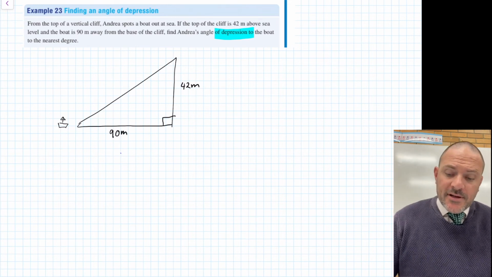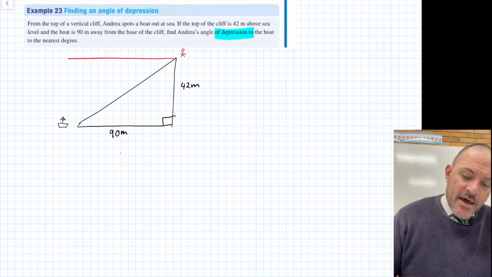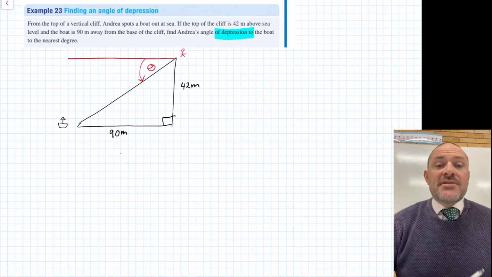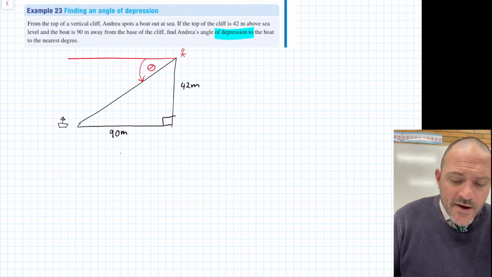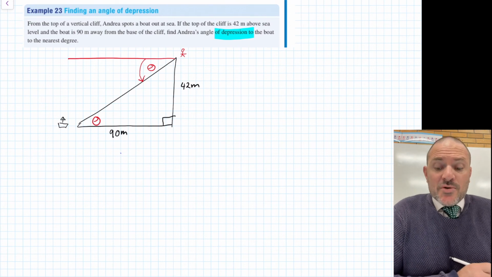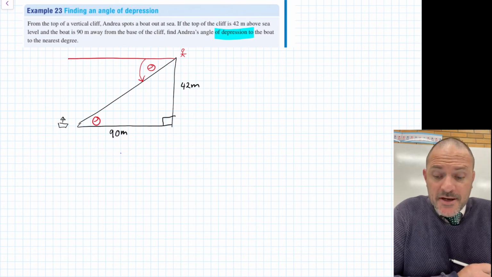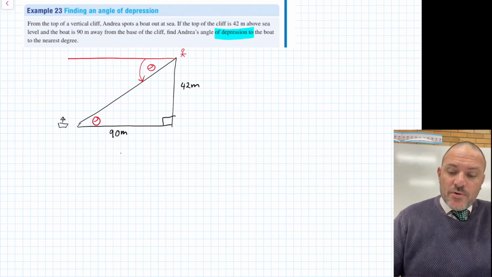Well, if I'm at the top of the cliff up here, I'm looking out first of all, and I'm looking down to where that boat is. So my angle of depression sits right in there. Now, that's what I would like to see from you. However, if you simply know that the angle of depression is always the same as the angle of elevation, then that's fine as well. Okay, just be really cautious.